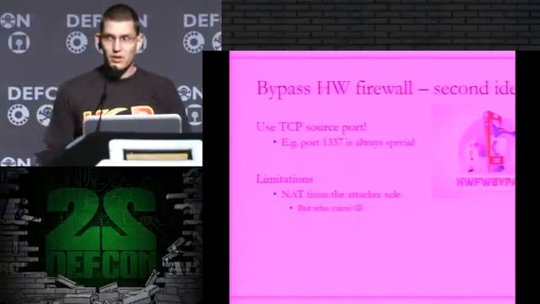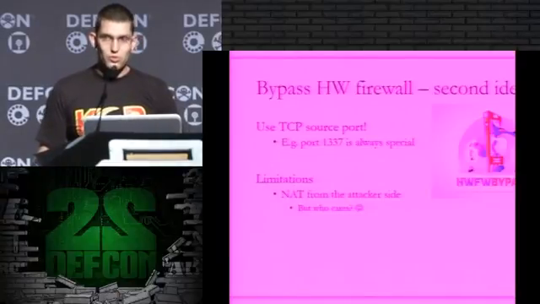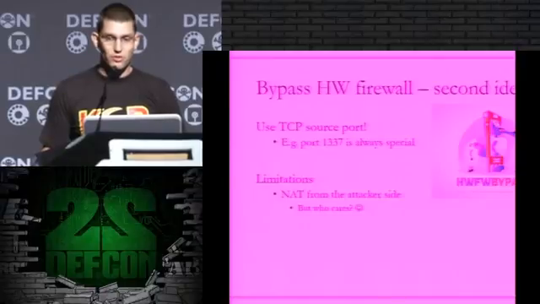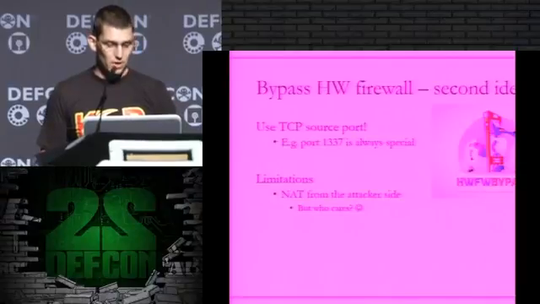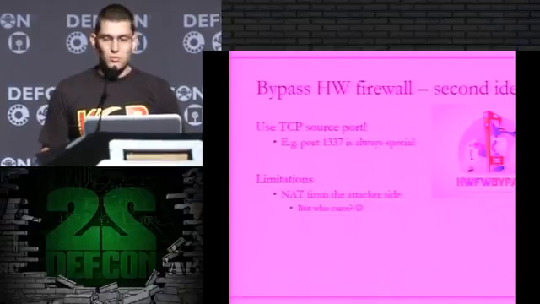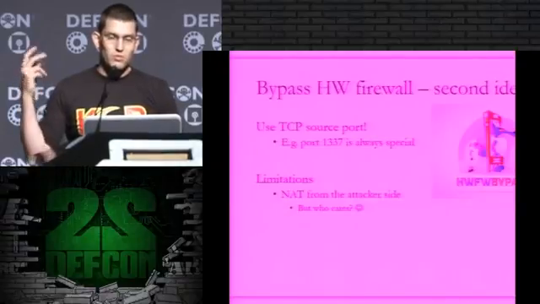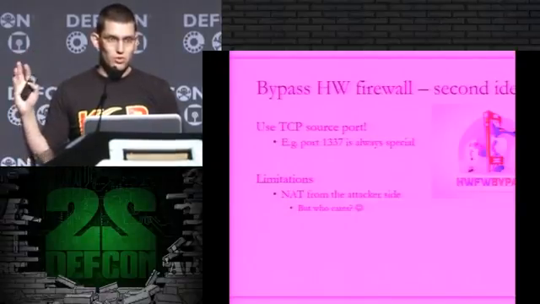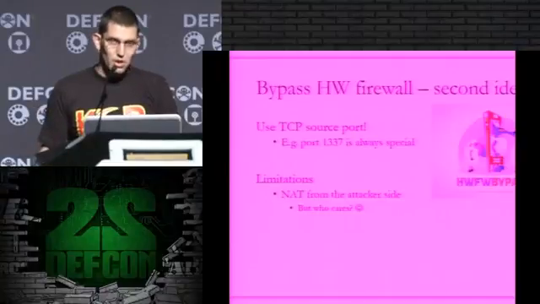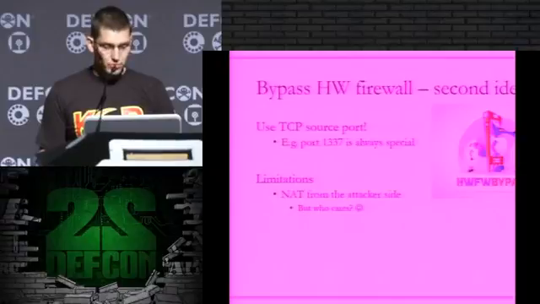And my idea was: why don't I use the TCP source port to indicate to the kernel driver that this traffic is something special? And there are some limitations with this approach. For example, if there is a firewall between the attacker and the server which does some NAT magic, but in my case, I've said that I don't care about this scenario.